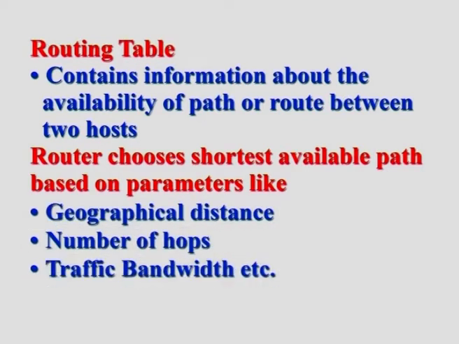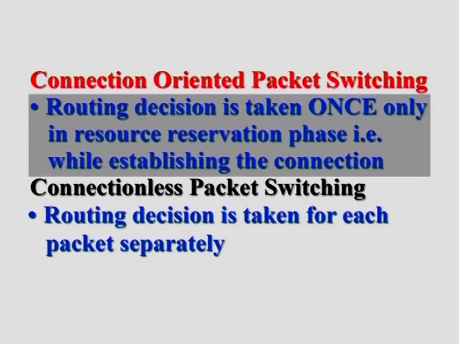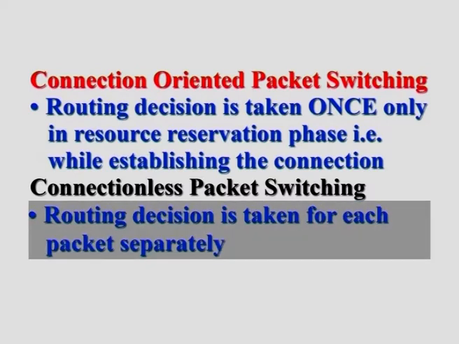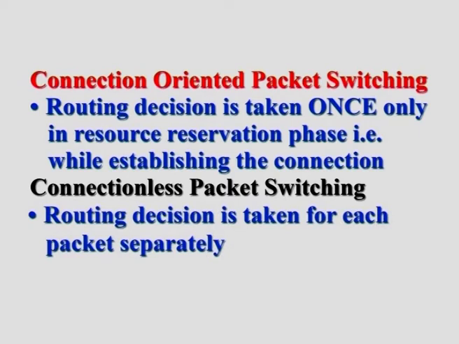hops, traffic bandwidth, etc. In the previous program, it was mentioned that the network layer provides connection oriented and connectionless packet switching mechanisms. If the connection oriented mechanism is used, the routing decision is taken only once and all the packets belonging to the same communication session follow the same path. But if the connectionless mechanism is being used, the router needs to decide the best path for each and every packet.